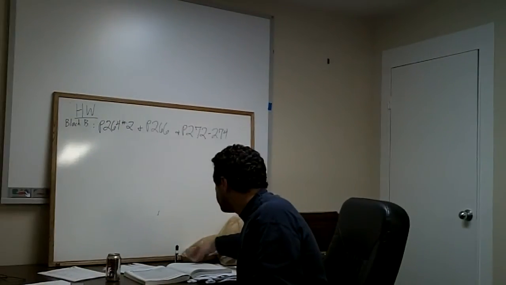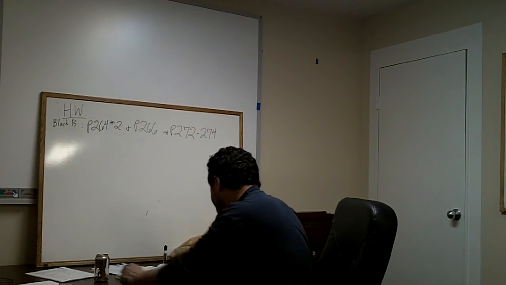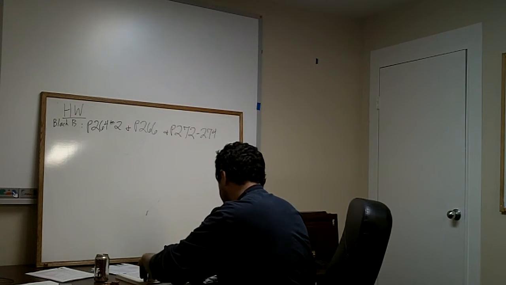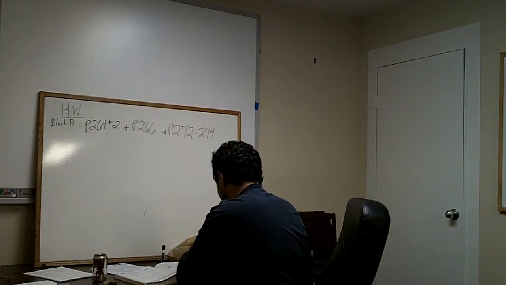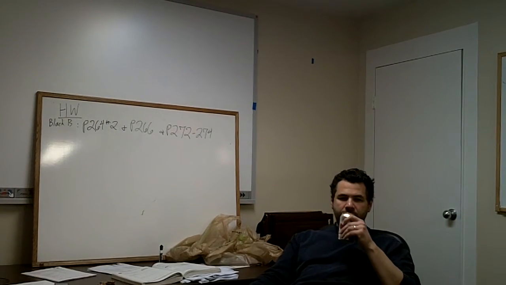All right. Relational substitution. Turn to page 285. Which one? Black book, binder, whatever.